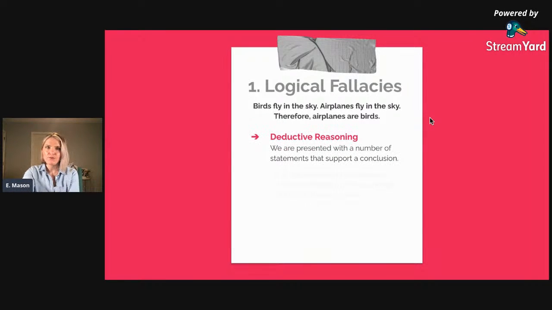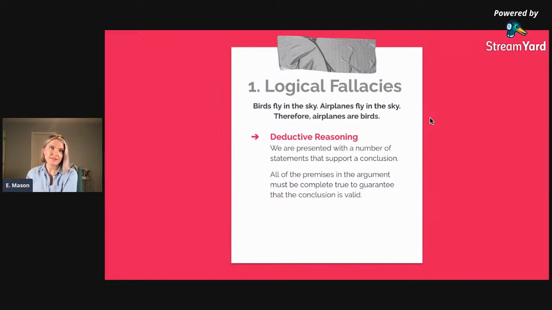One thing that we need to talk about is deductive reasoning. You've probably heard of deductive and inductive reasoning. Right now we're going to look at deductive. That's when you're presented with a number of statements that support a conclusion, and all the premises in the argument must be completely true to guarantee that the conclusion is valid. So it's basically like you are testing a theory and making sure everything works out and pans out.